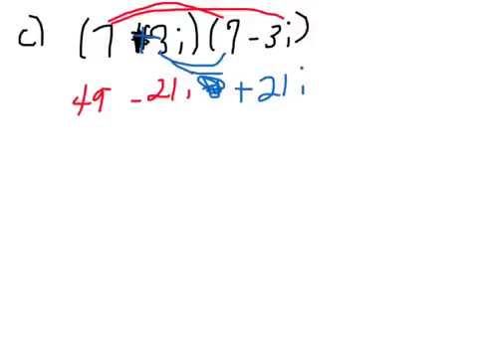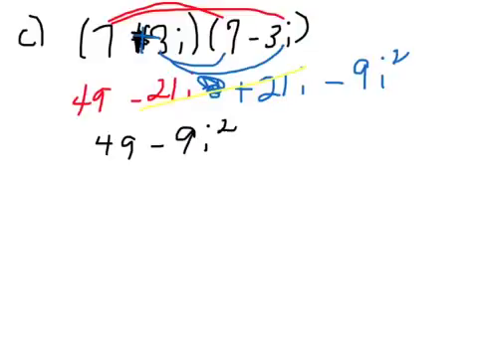And then plus 3i times minus 3i. A positive times a negative is a negative. 3 times 3 is 9, and i times i is i squared. Now you might already notice that something's going to add up to 0 here. Negative 21i and plus 21i add up to 0. So this leaves me 49 minus 9i squared.